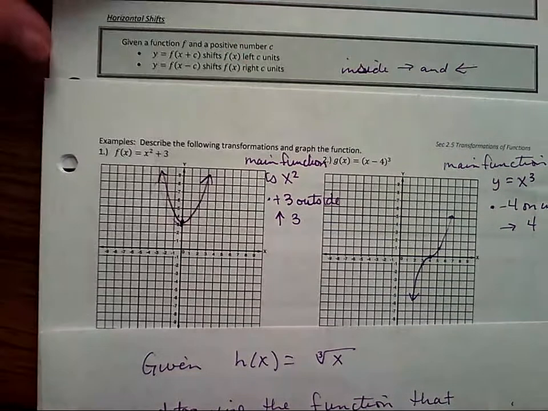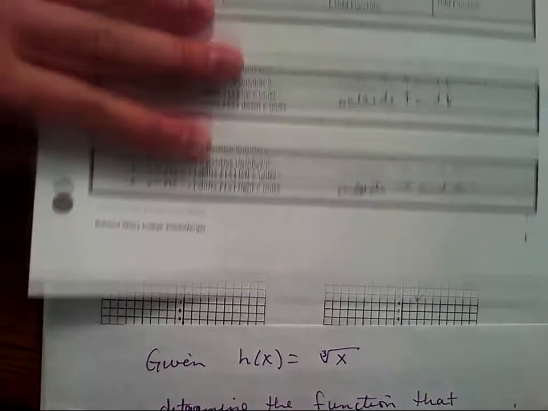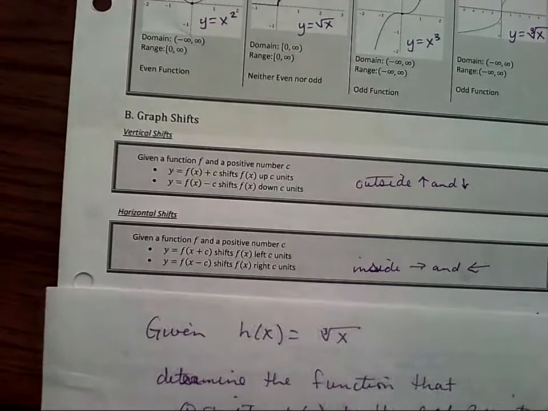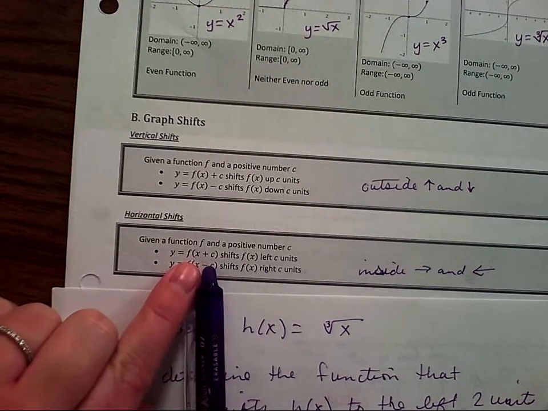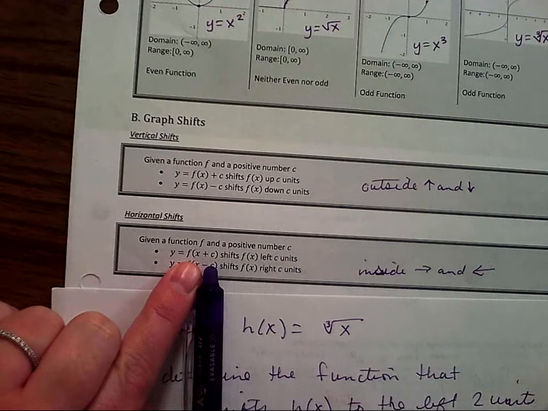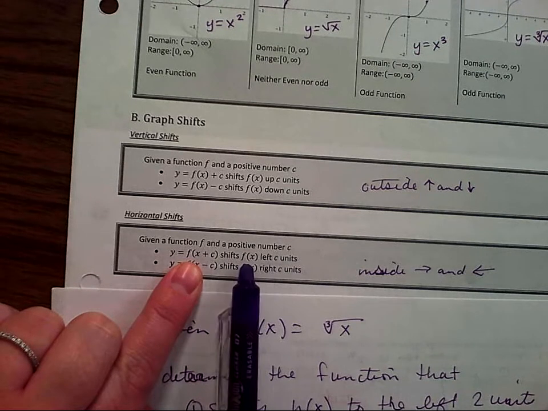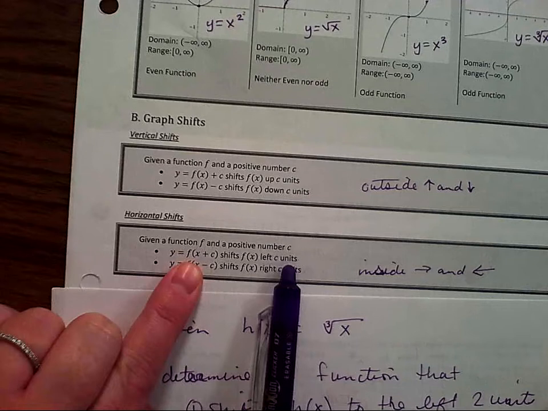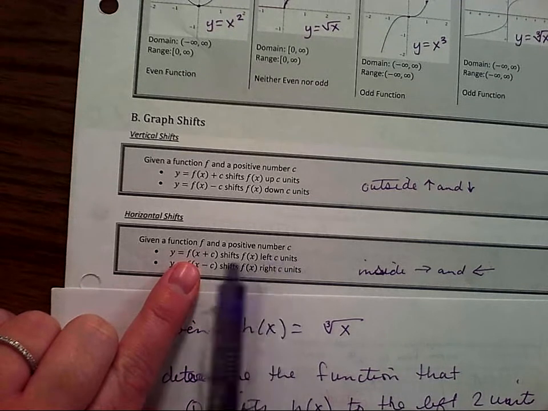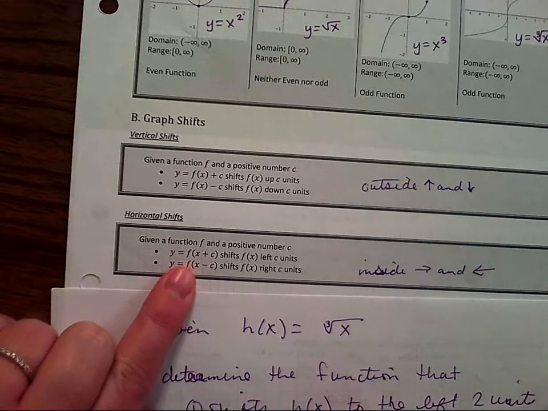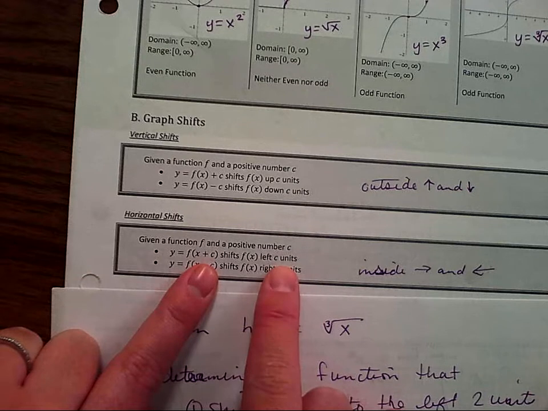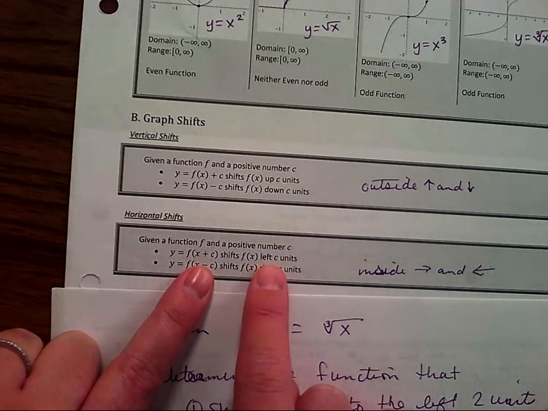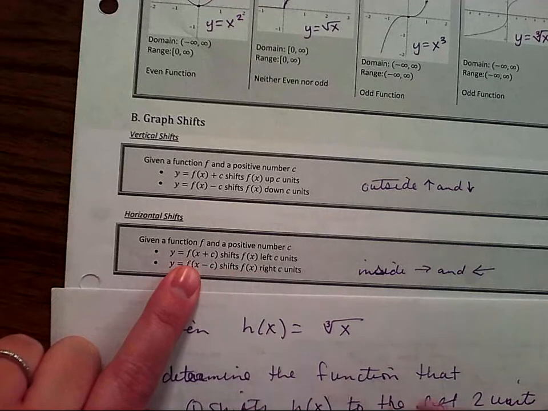Can I cover this up? You guys got this right here? Okay, so if I want to shift to the left 2 units, that's a horizontal shift, and I would have to go to the left 2 units. So I would have to do this, right? So this is what I'm looking at. I have h of x, and I want to shift h of x to the left 2 units. So c becomes the 2. So I actually need h of x plus 2. Shifts f of x to the left 2 units. So I'm just plugging in my c equals 2, and I'm putting it here.